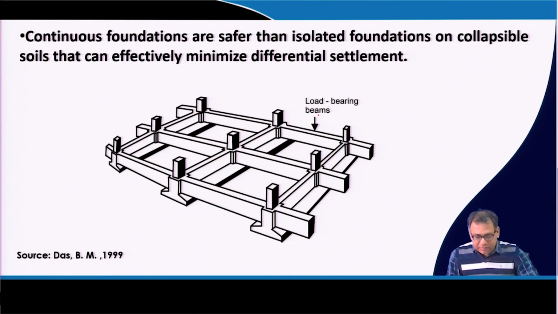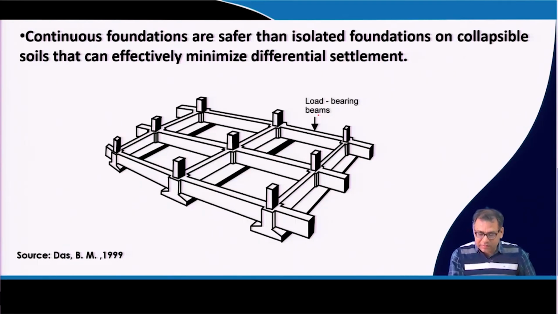Now, we can still take some precautions when we construct a foundation on collapsible soil. Continuous foundations are safer than isolated foundations on collapsible soil, as they can effectively minimize the differential settlement. So, we can provide load bearing beams to connect the columns, so that there will be a continuous type of foundation, not an isolated footing. Isolated footing is not a good idea.